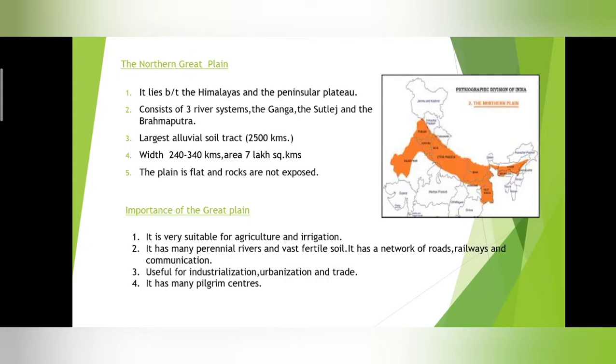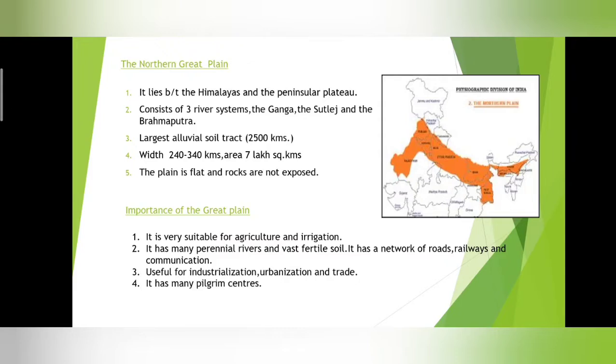This soil is spread for about 2,500 kilometers in length. The width is 240 to 340 kilometers. And the total area of the North Indian Plain, or the Northern Great Plain, is 7 lakh square kilometer. This region is completely flat. I said it is a plain, it is completely flat. And as the rocks in this region are covered by the alluvial soil, they cannot be seen. The rock is not exposed, because it is covered by the alluvial soil.